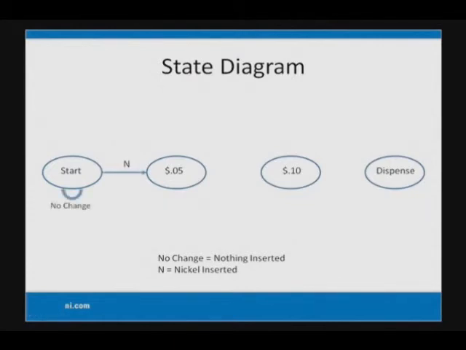From the 5 cent state, if a nickel is inserted, there's a transition from the 5 cent state to the 10 cent state. And if nothing is inserted, there's no change in the current state. From the 10 cent state, if a nickel is inserted, there's a transition from the 10 cent state to the dispense state. And if nothing is inserted, there is no change.